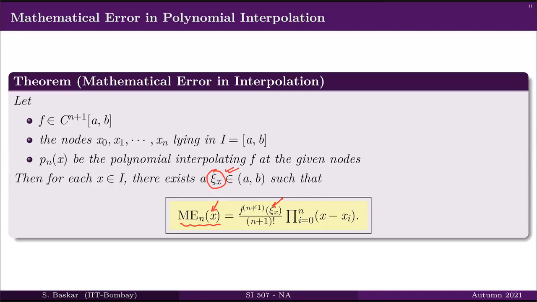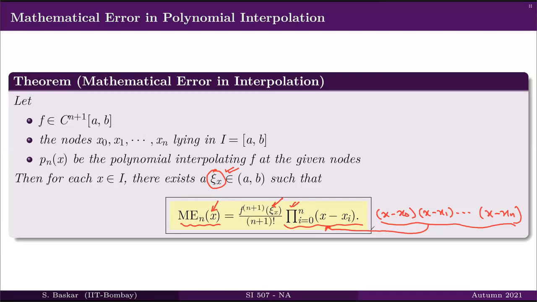So f^(n+1) is evaluated at this point, divided by (n+1)!, into the product of (x − x0), (x − x1), up to (x − xn). So that is what this notation means. This capital pi stands for product. That's a standard notation. Let us see how to prove this theorem.